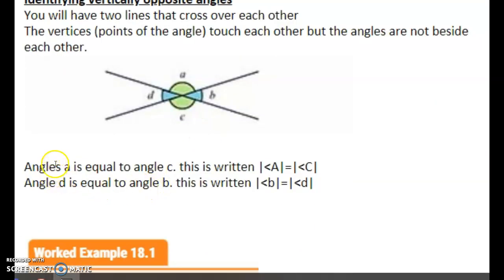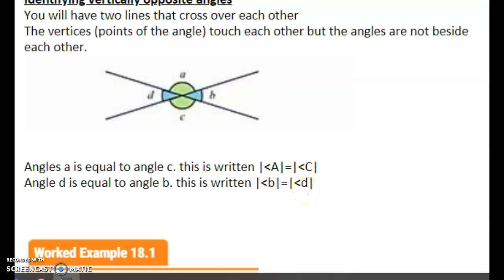Okay, so you say that angle A is equal to angle C, and you write that as the size of angle A equals the size of the angle C. Then from this, we have two more vertically opposite angles, D and B, and we can say that angle D is equal to angle B, and that's written as the size of angle B equals the size of angle D.